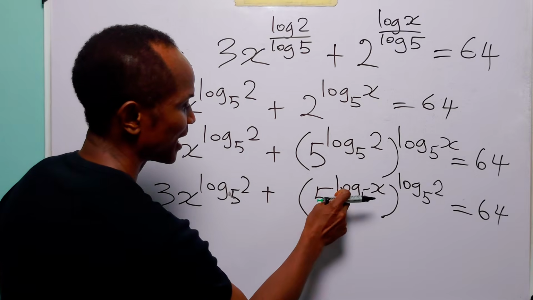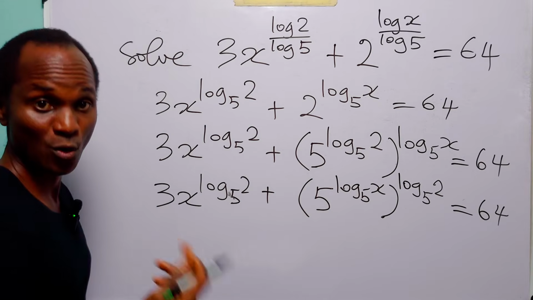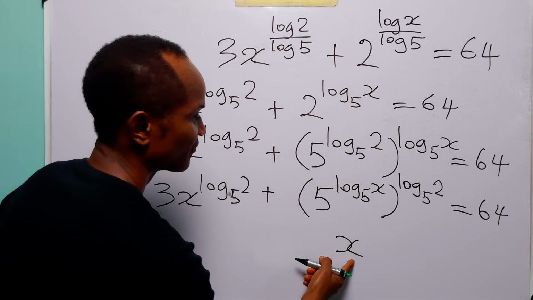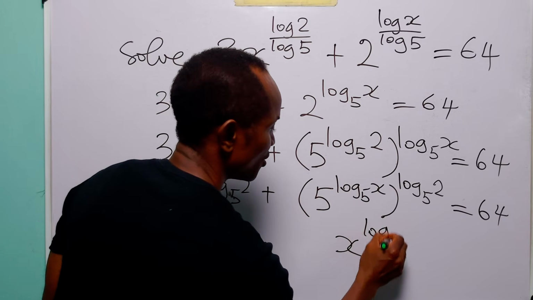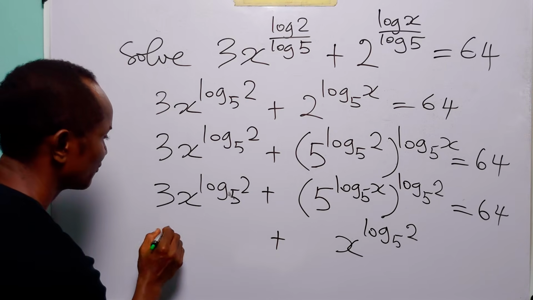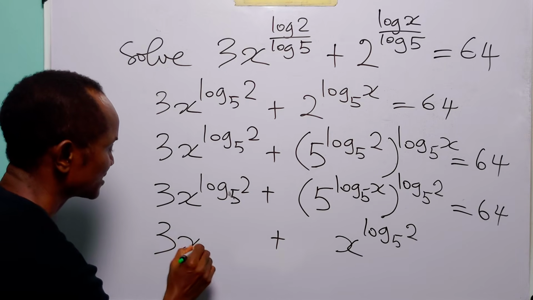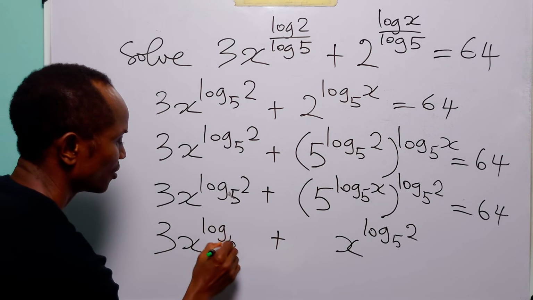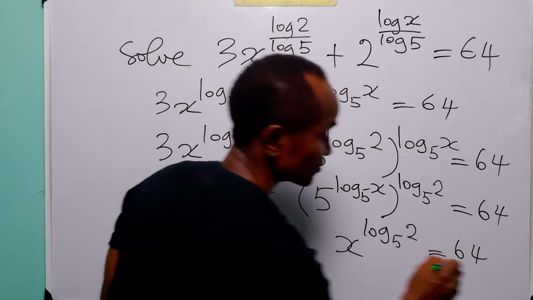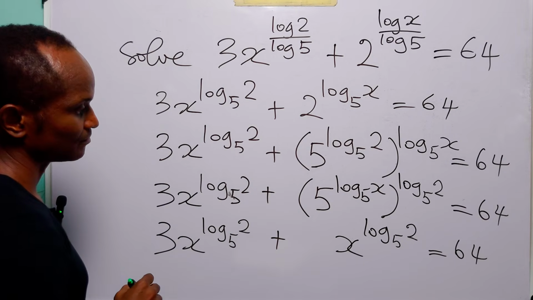We have 5 to the power log base 5 of x, which of course is equal to x. So here we have x to the power log base 5 of 2, and we still have 3 times x to the power log base 5 of 2, and everything is equal to 64.